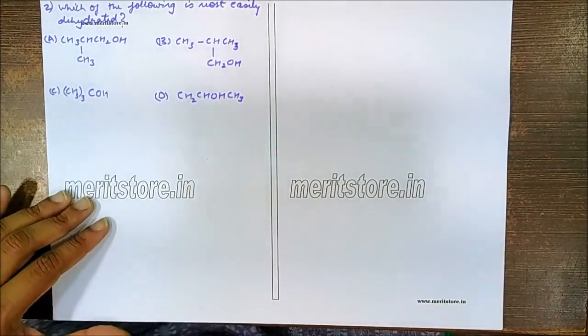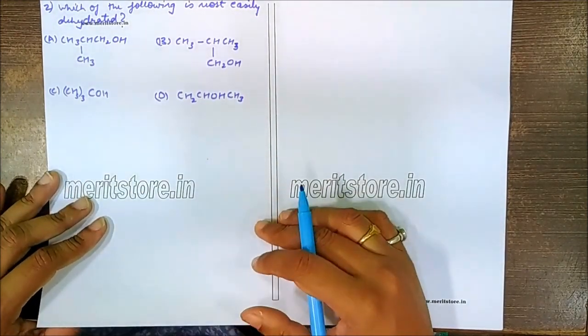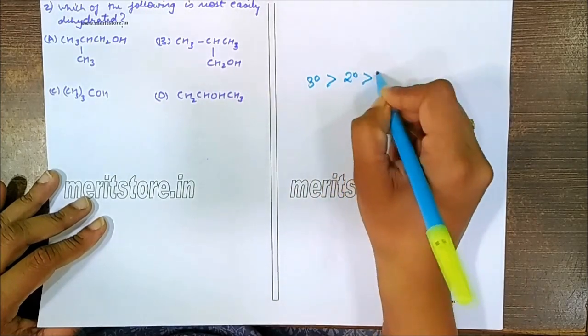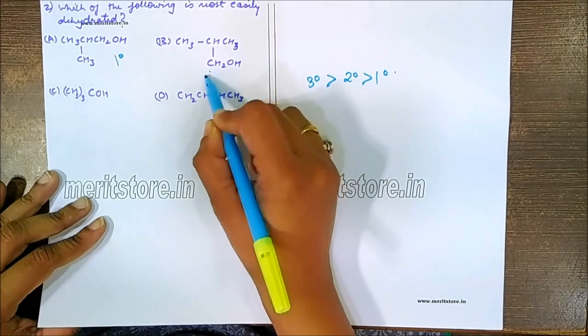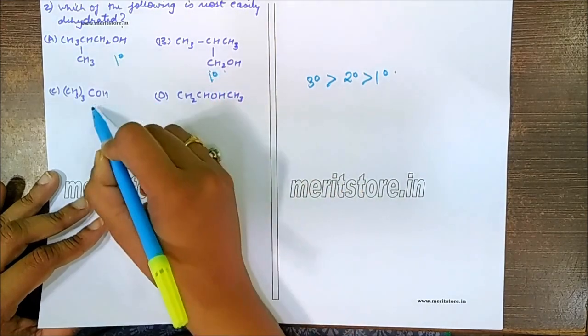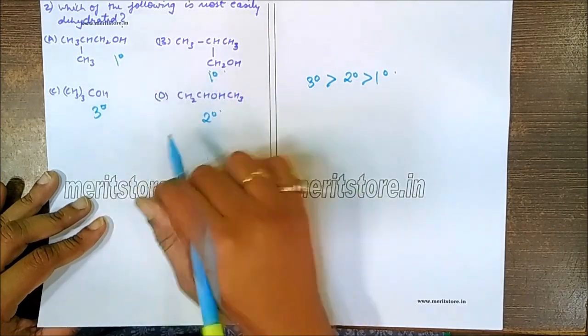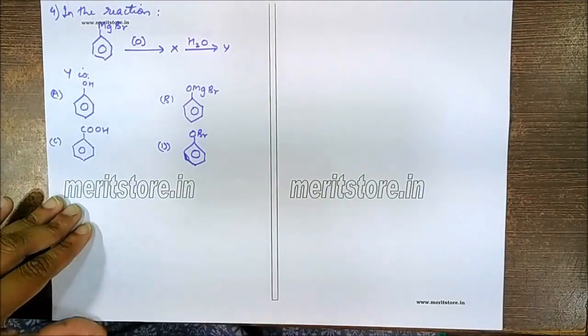Which of the following is the most easily dehydrated? Now in the dehydration reactions, we have to always remember the tertiary alcohols are more reactive than secondary and then primary. This is primary alcohol. If you find, this is primary alcohol again. This is tertiary and this is secondary. So out of this, the option C can be dehydrated very easily.